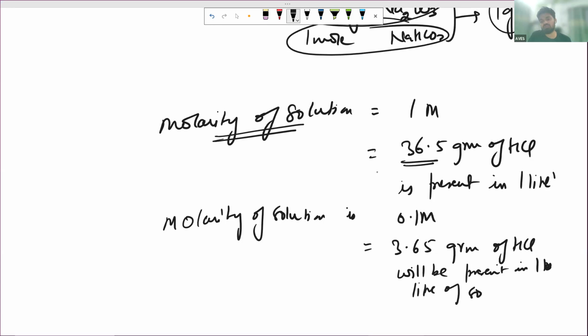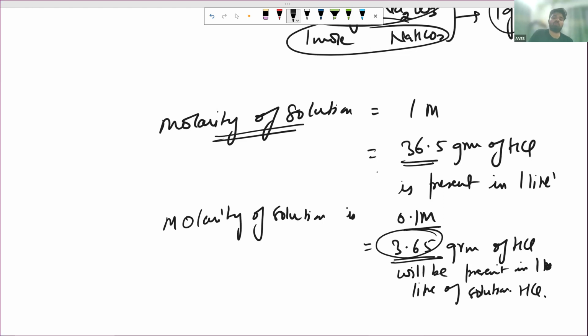Yes, sir. 1 liter of solution with HCl. Okay, got it? So if I ask you that you require approximately 5 gram of HCl in total, and for every 1 liter you have this much amount of HCl, because the molarity of the solution is 0.1. So it means that for every 1 liter of solution, only this much amount of HCl is present.